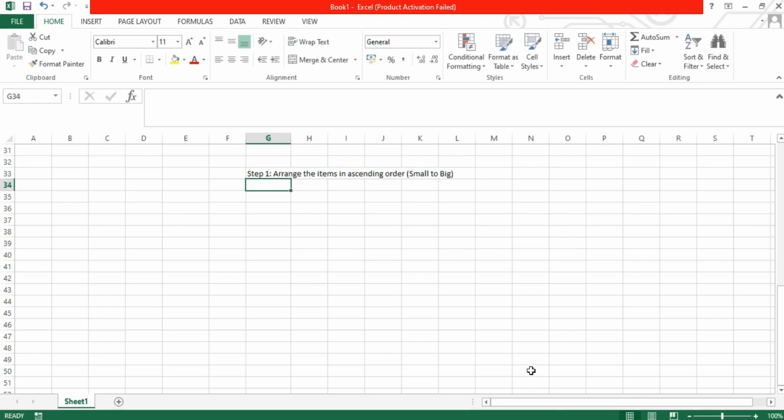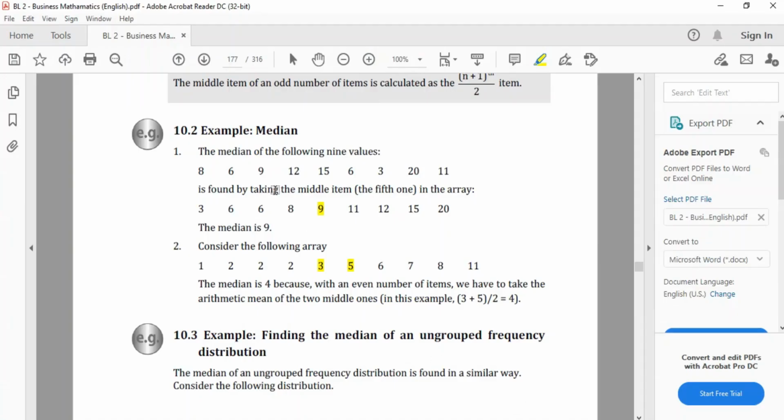That's why in this question, it starts from 8, but they have first of all rearranged it to 3. Then the next large number is 6. And there is another 6 also, so they have put that also here. And then 8 is the next large number, 8, after that 9, 11, 12, 15 and 20. So they have arranged it in ascending order.